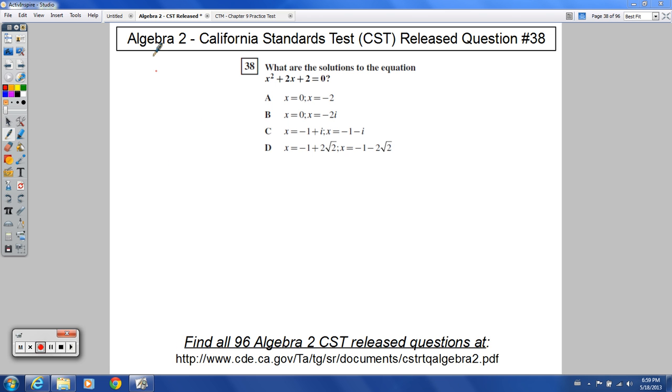What's up, everyone? Algebra 2 CST release question 38 here. Here's what we got. What are the solutions to the equation x squared plus 2x plus 2 equals 0?